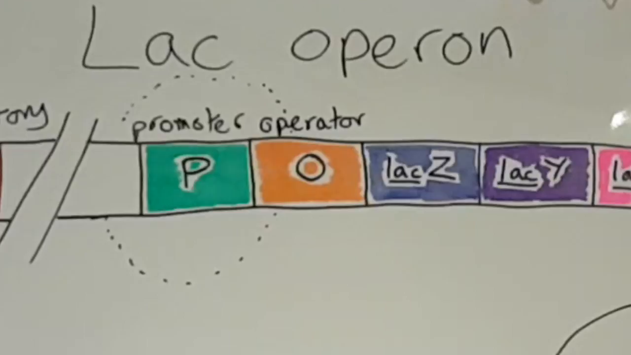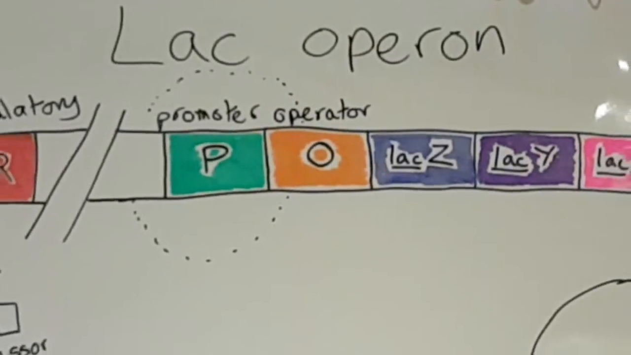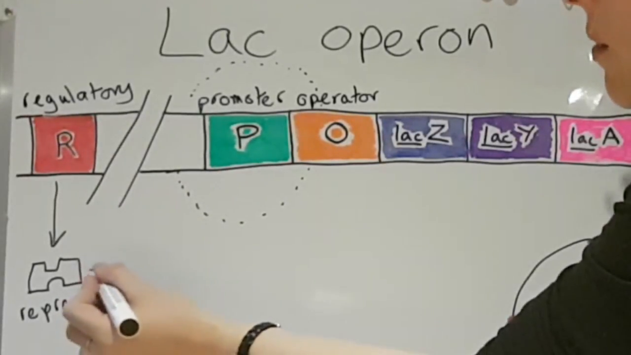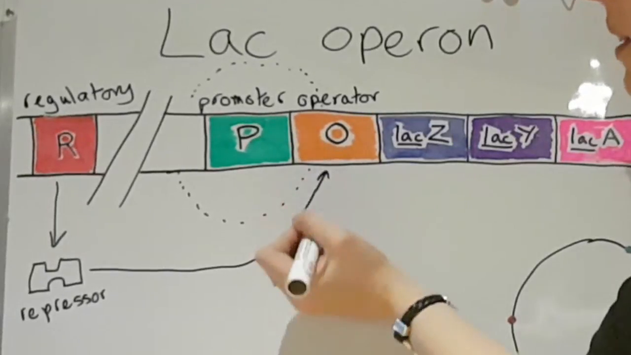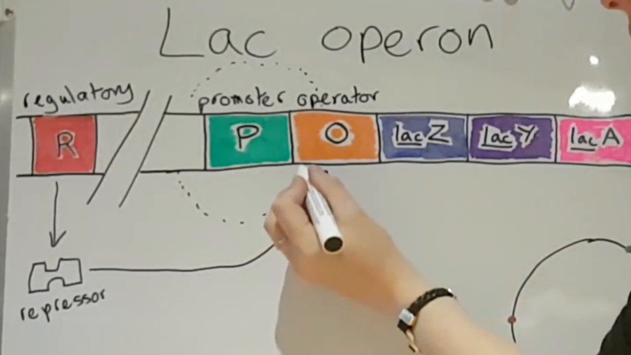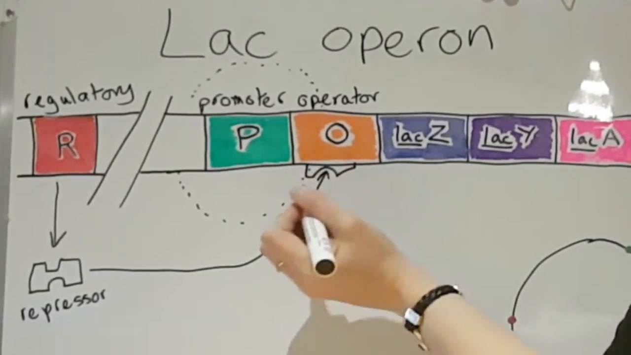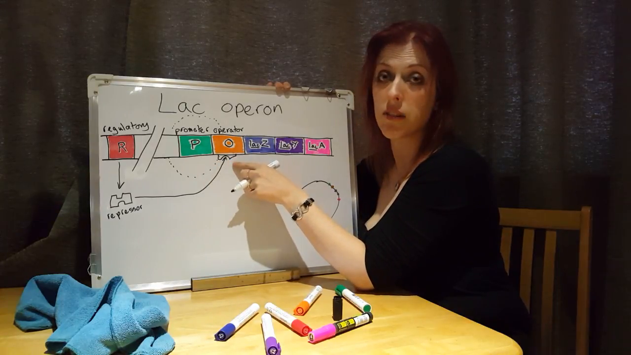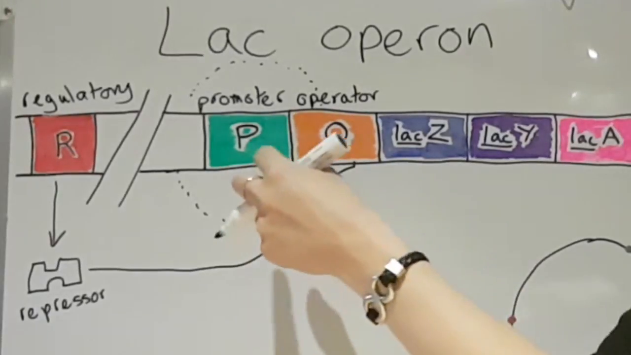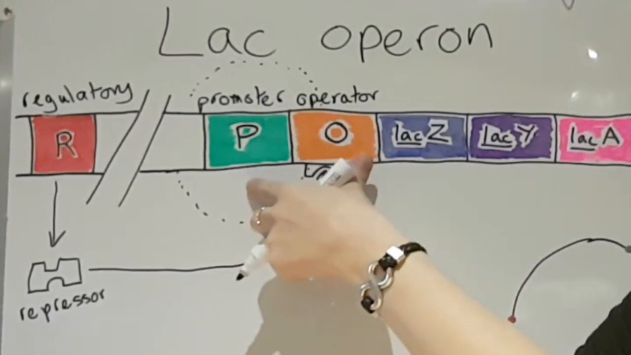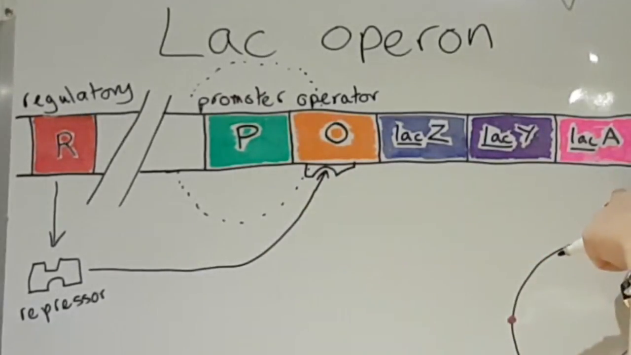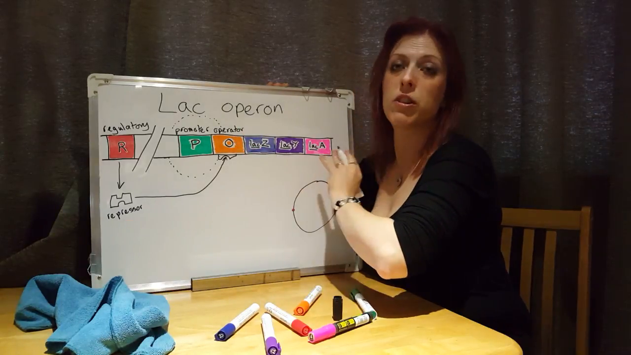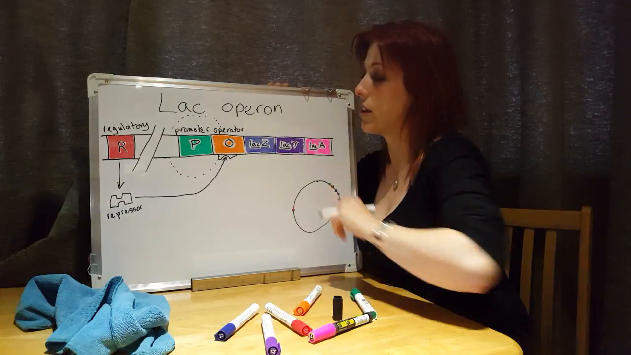The operator is a section of DNA that has a region complementary to the shape of the repressor molecule, so that when the repressor molecule is present, it binds to the operator region, making it impossible for RNA polymerase to advance beyond the operator region of the DNA. So it puts a physical block between RNA polymerase and these structural genes. So if the repressor molecule is present, no transcription or translation of the Lac genes will take place.